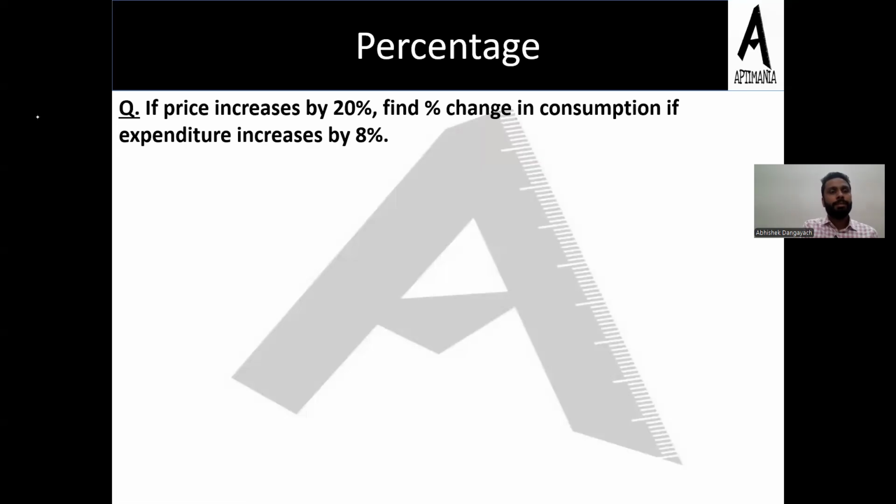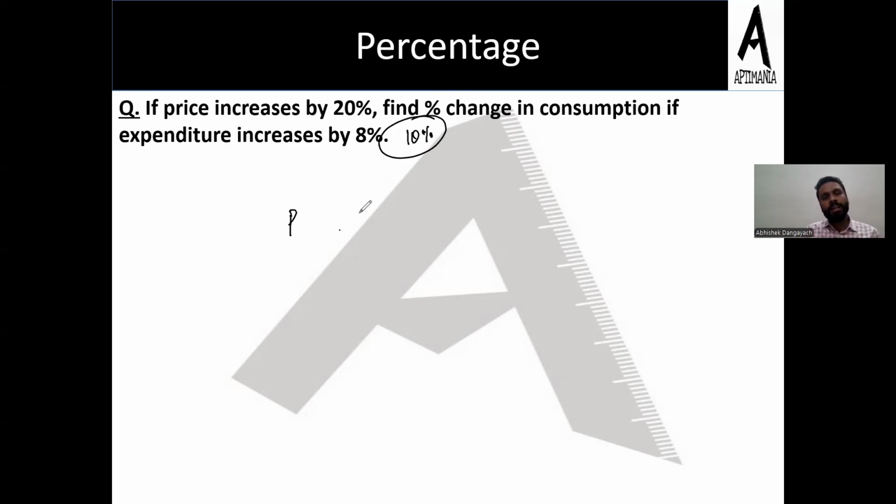If price increases by 20%, find percentage change in consumption if expenditure increases by 8%. Again, pause the video, take a 2-minute halt, solve the question, come back and check the answer. Okay, so I hope you must have solved the answer by now. The correct answer is 10%. We'll just figure it out.